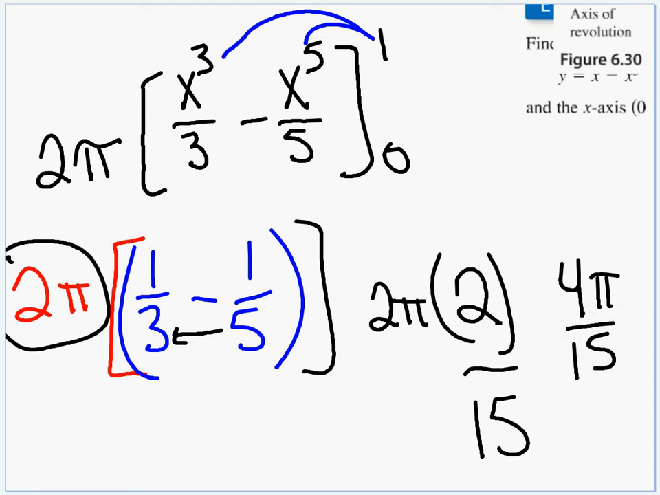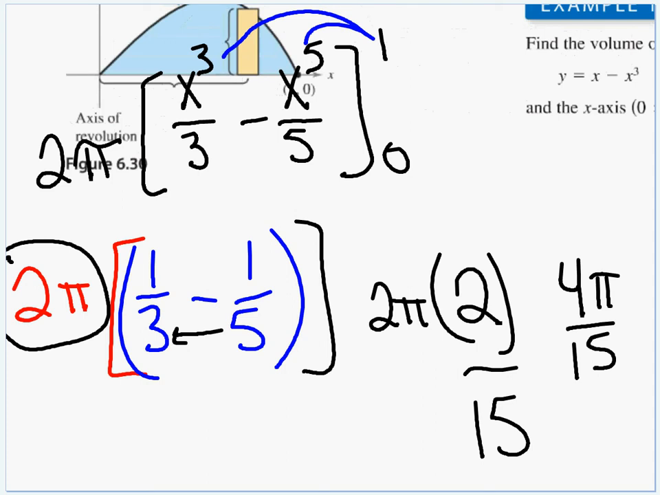Now, they did not give us units for this problem, but remember this is a volume, so keep in the back of your mind this is some unit cubed, because we're talking volume here.